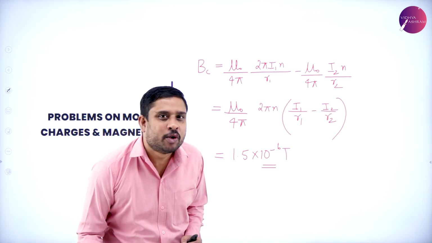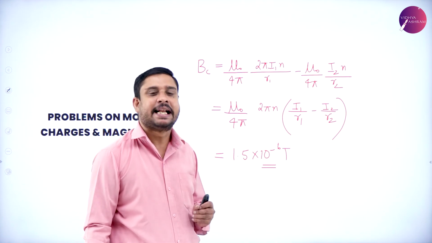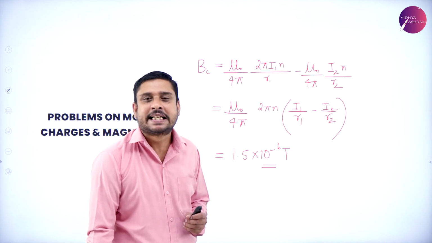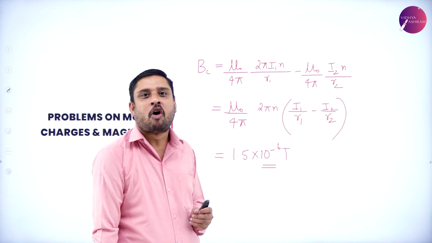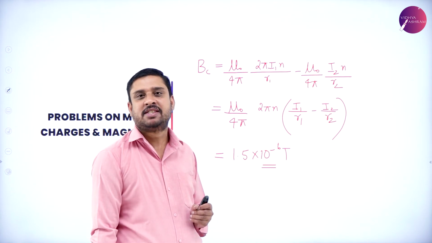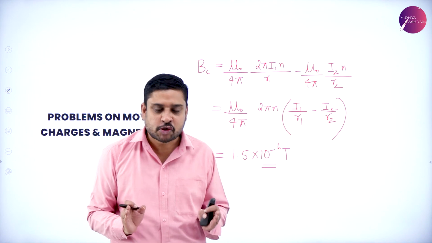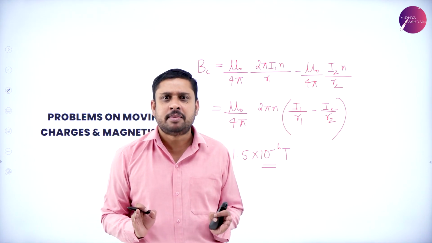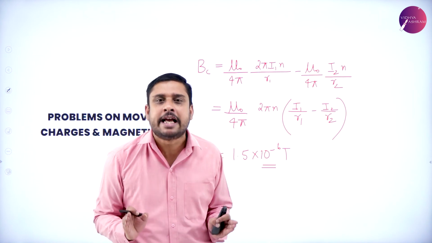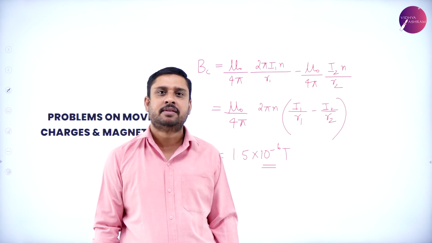Why minus, students? That is the trigger. Minus because very clearly both coils are carrying current in opposite directions. So here you saw problems based on the circular coil and magnetic moment.